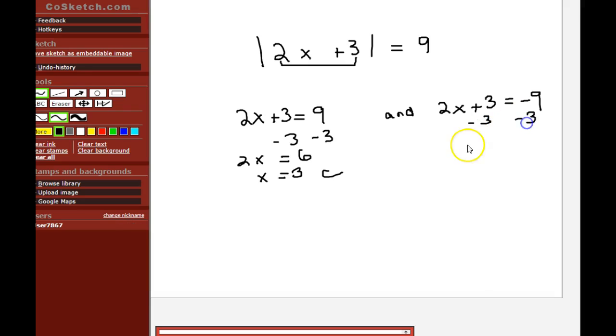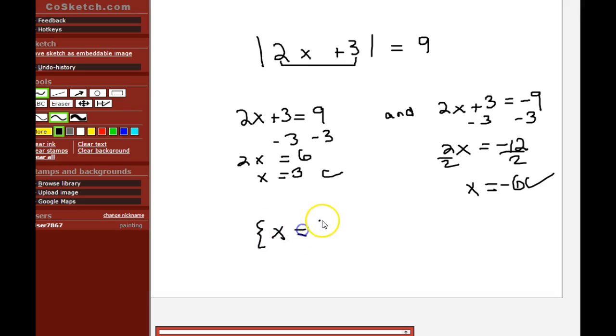Subtract 3 from both sides. 2x is equal to -12. Divide by 2 on both sides. x is equal to -6. And let's check our answer. -6 times 2 is -12, plus 3 is -9. It works. So our solution is x is equal to -6 and x is equal to 3.